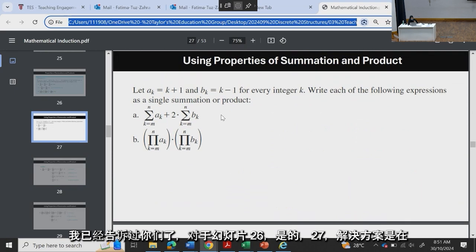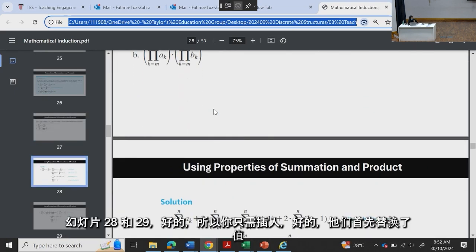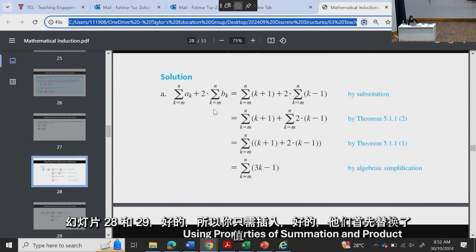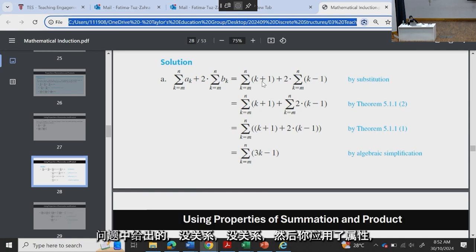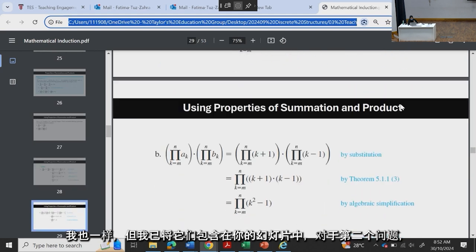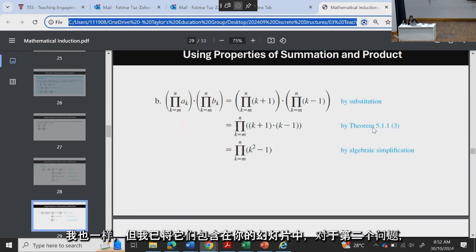For slide number 27, the solution is given to you in slides 28 and 29. So you are simply plugging in. They have first substituted the values given to you in the question, and then you have applied the properties. Wherever you see theorem 5.1.1, that is the first property of summation. This is the second property where you have the real number, and you can refer to the book for that also, but I have included them in your slides.